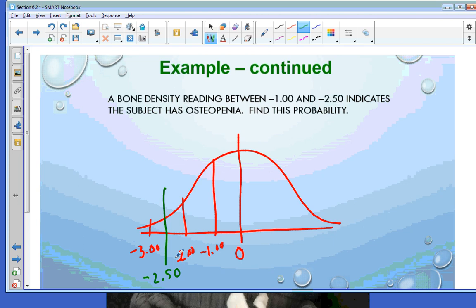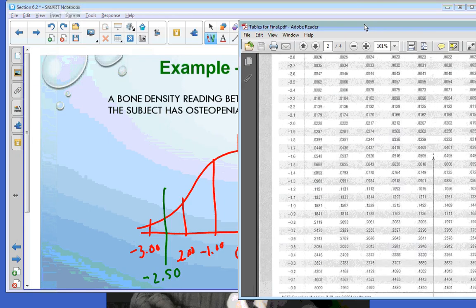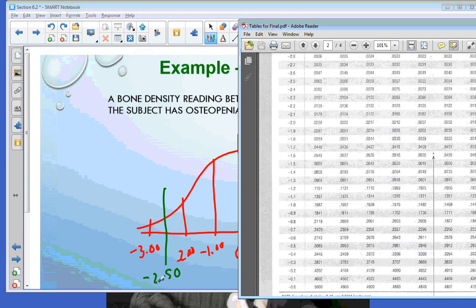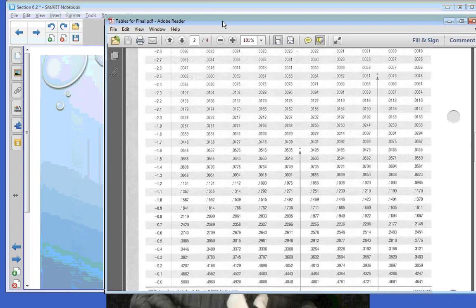So keep in mind when I go to my table again, if I were looking for -2.5, when I find -2.5, the area it's going to be talking about is from this very end, and it's going to be this little tail. So -2.5, it's 2.50, so it's 0.0062, and you can see that on your table.